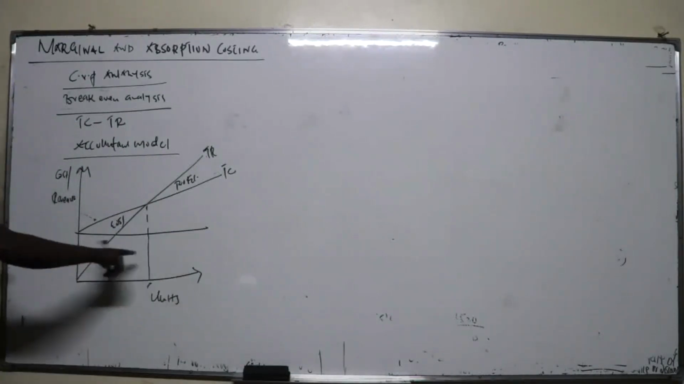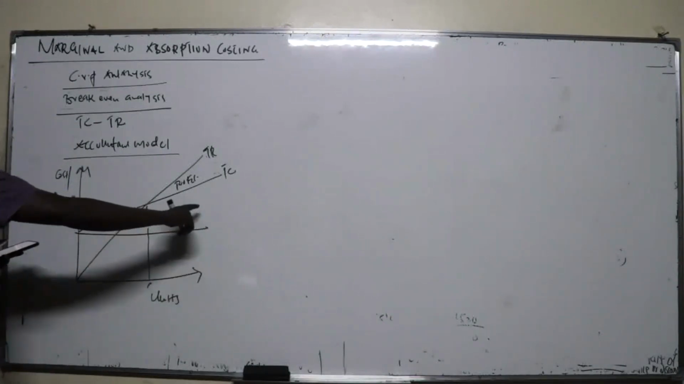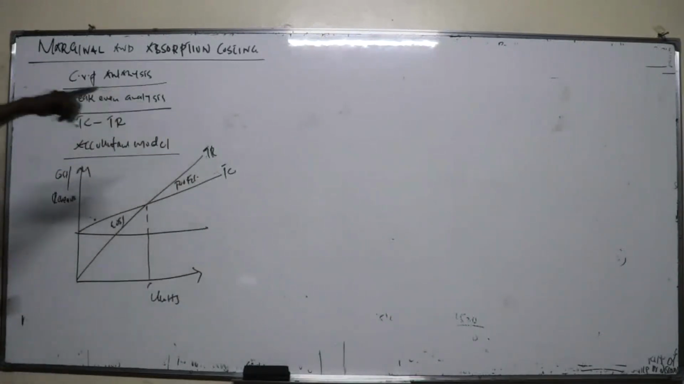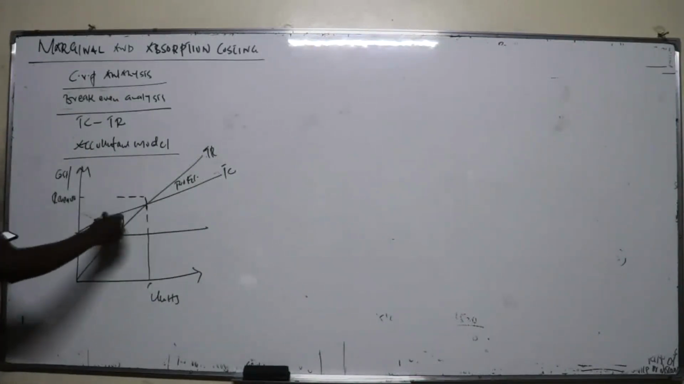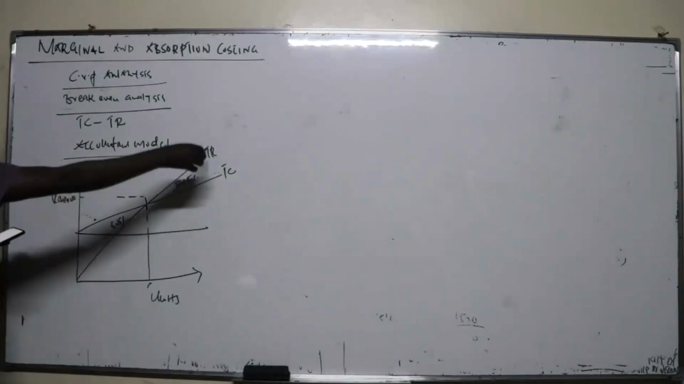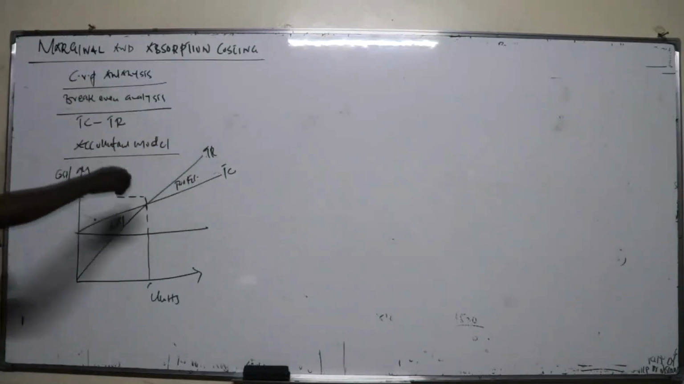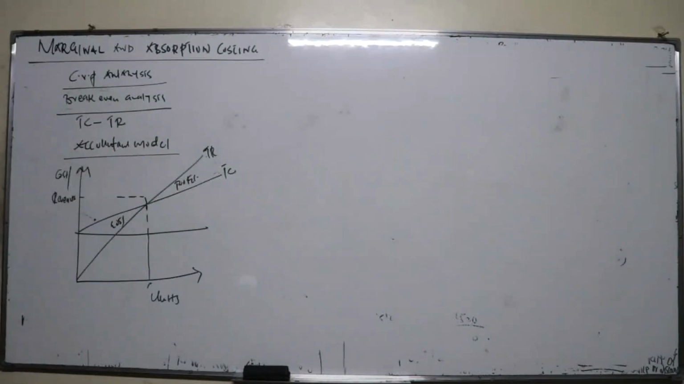So these are the units. The more units you produce and sell, the more the total cost and the more the total revenue. But there's a point where they meet. That point is called the break-even point. If you operate above this point, you are making profit. If you operate below this point, you are making losses. So that is the accountant model, BEP.